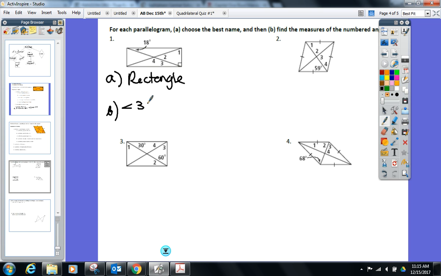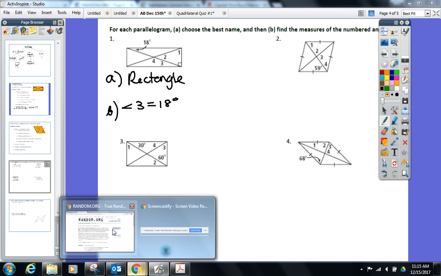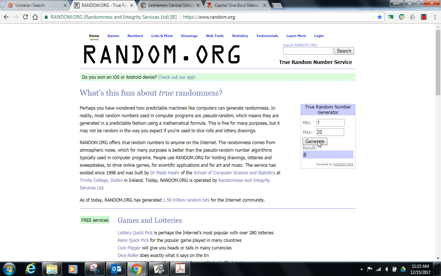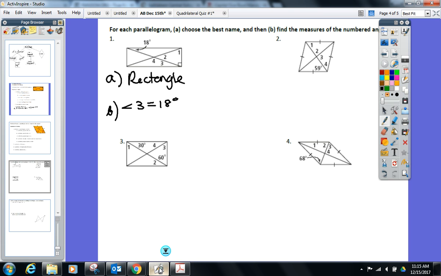Angle 3 is 18 degrees. Diagonals will form alternate interior angles every time. All right, that's 18. Great. Next up. 8. And I'll go for anything. I don't care if it's numbered or not. I got angle 3 is 18.